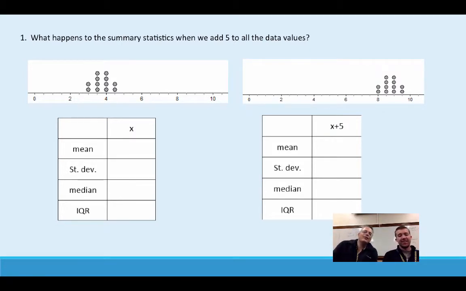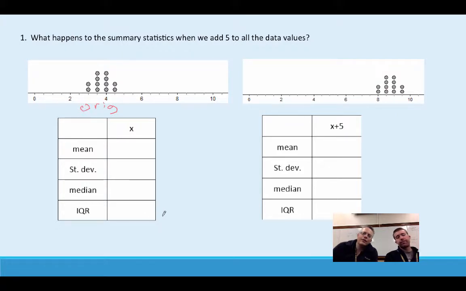So this is a data transformation. We're going to do something to the data, and we have to understand how the statistics change. On the left, Mr. Lewis, we have a lovely dot plot. That's our original data. That's the original recipe. And we're going to add 5 to all the data values and see what happens.